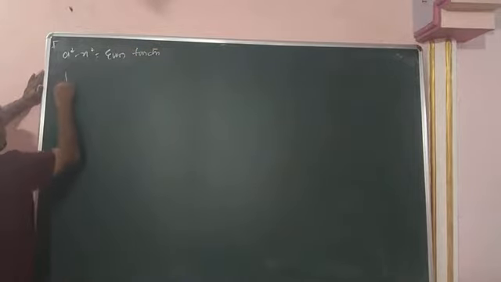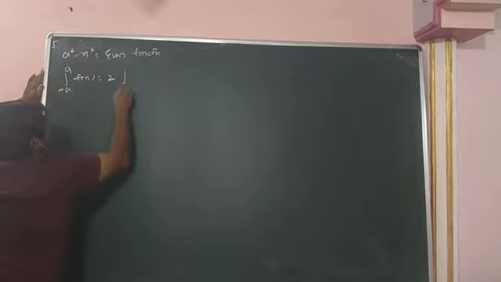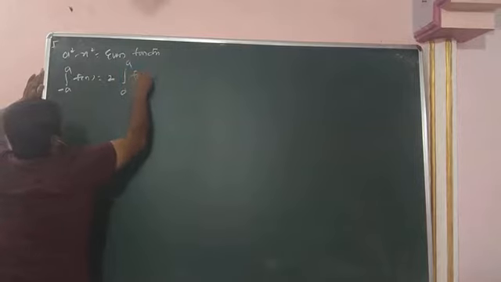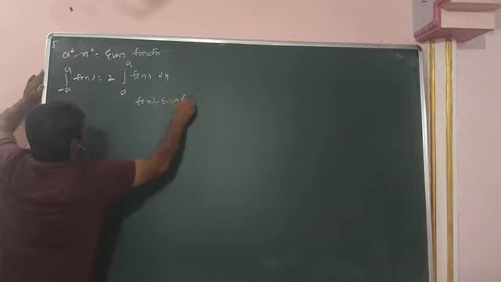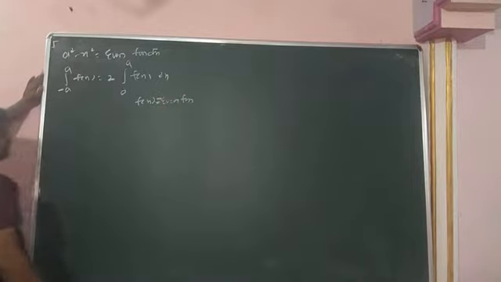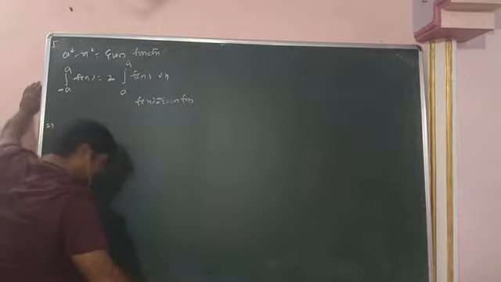So if there is a minus a to a, f of x equals 2 into integral from 0 to a f of x into dx, then f of x is an even function. This is f of x equal to an even function. So now we write this.